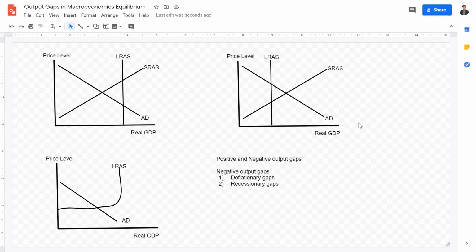So this is just a very short video. I really want to clarify what output gaps are, because it is a terminology I used before and I did not really clarify it. So I hope this video is helpful in clarifying what output gaps are.